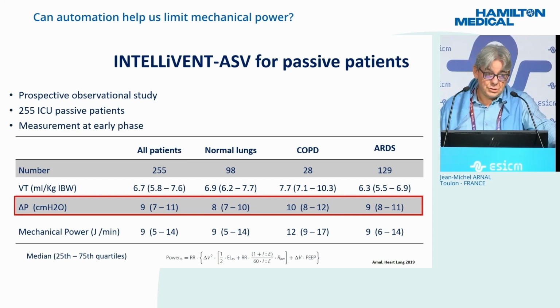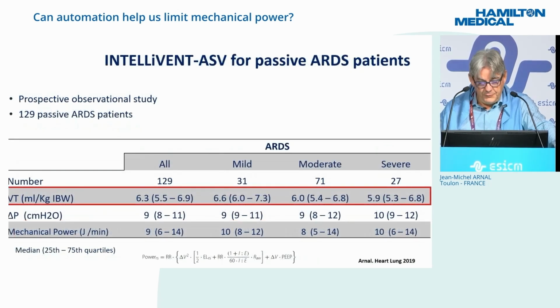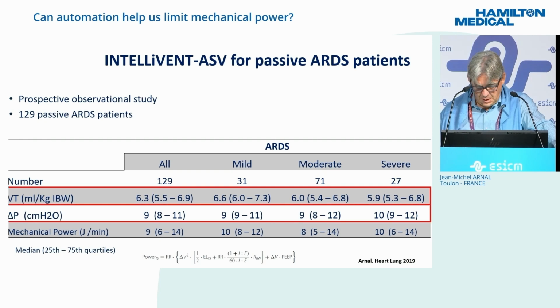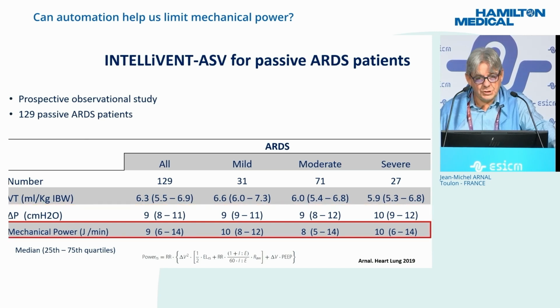This is the application of the algorithm. And also regarding mechanical power, you can see that whatever the lung condition, the median mechanical power is somewhere between 9 and 12, and we didn't find a patient ventilated with more than 17. Now, if we focus on the subgroup of ARDS patients and split in mild, moderate, and severe, the tidal volume was lower for the most severe patients, but again, the driving pressure remains at 9 or 10 in median value for all groups of ARDS patients, and the mechanical power also is maintained below the threshold.